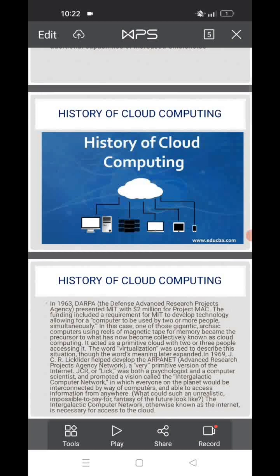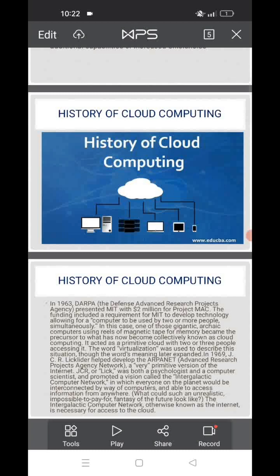In 1963, DARPA, the Defense Advanced Research Projects Agency, presented MIT with $2 million for Project MAC. The funding included a requirement for MIT to develop technology allowing for a computer to be used by two or more people simultaneously. In this case, one of those gigantic arcade computers using reels of magnetic tape for memory became the precursor to what has now become collectively known as cloud computing. It acted as a primitive cloud with two or three people accessing it.